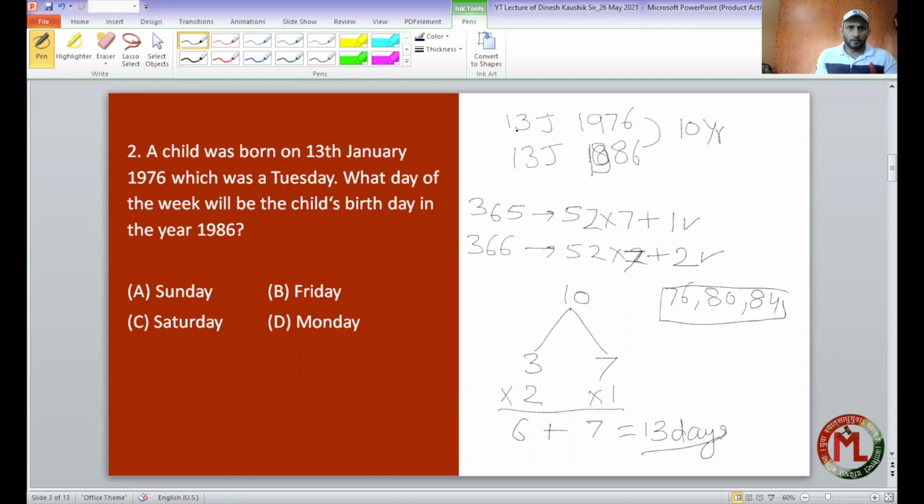So 13th January 1976 was given to be Tuesday according to the question. So my answer is Tuesday plus 13 days. Tuesday plus 13 days.